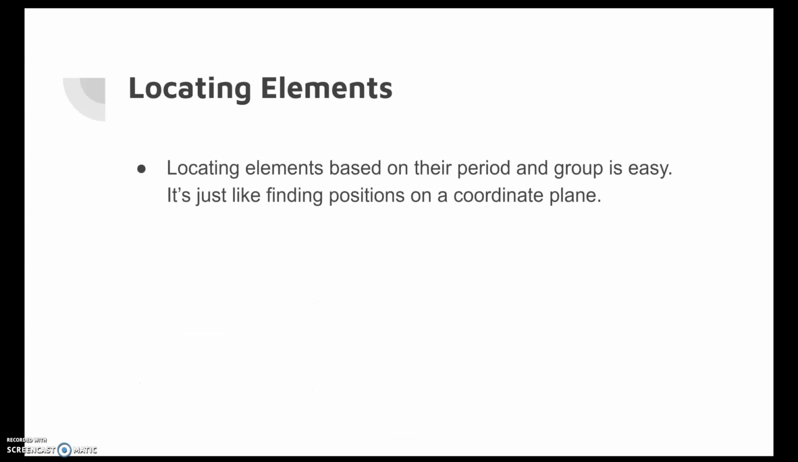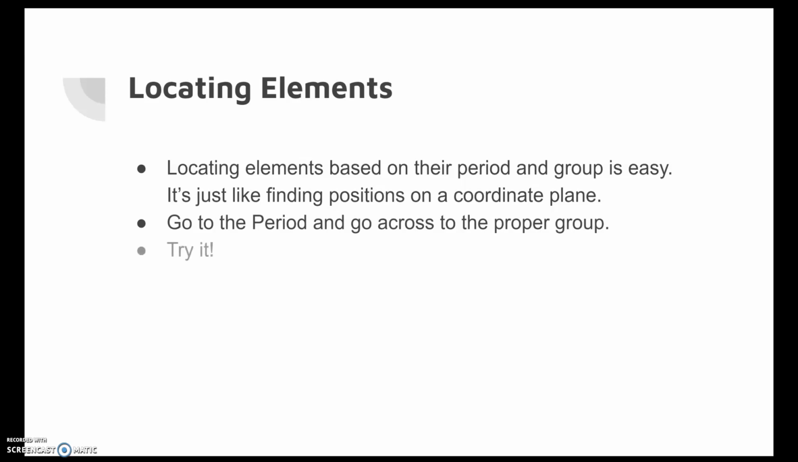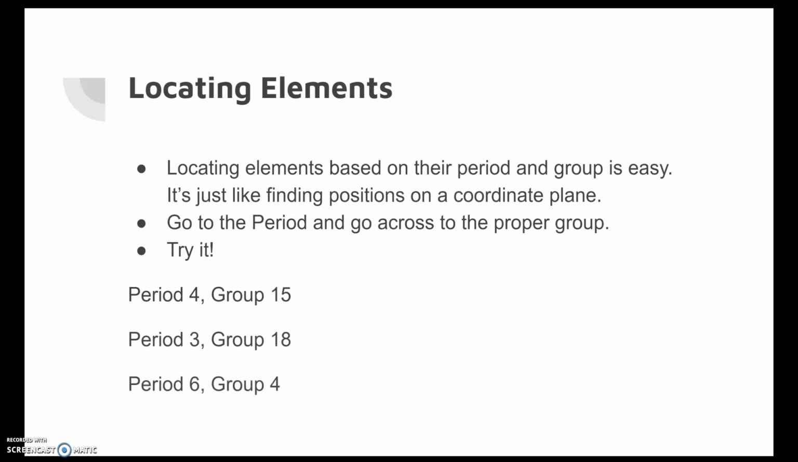To locate elements on the periodic table, you simply have to look for the period and their group. So it's just like finding positions on a map or a coordinate plane. So you would go to the period and go across to the proper group. Let's try it. Period 4, group 15. Period 3, group 18. Period 6, group 4.